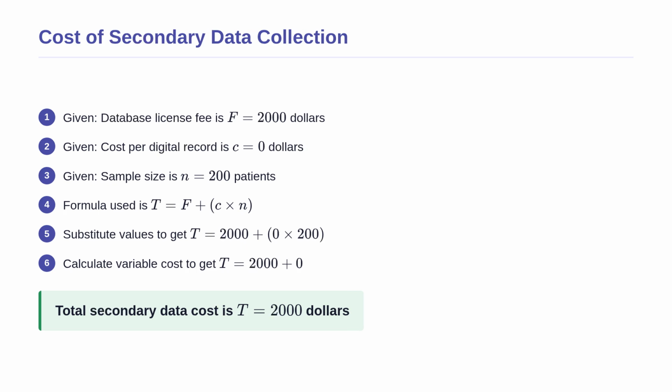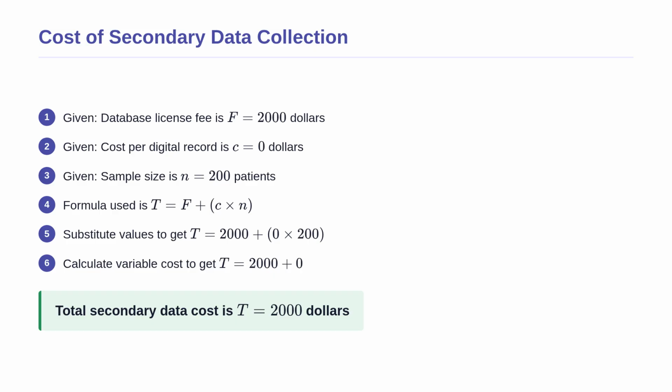Having seen the high cost of primary data, let us see what happens when a researcher uses secondary data for the exact same study. Instead of a clinic, the researcher purchases access to a national health database for a fixed license fee of $2,000. Because the data is already digitized, the cost per individual record is $0. The sample size remains 200 patients.